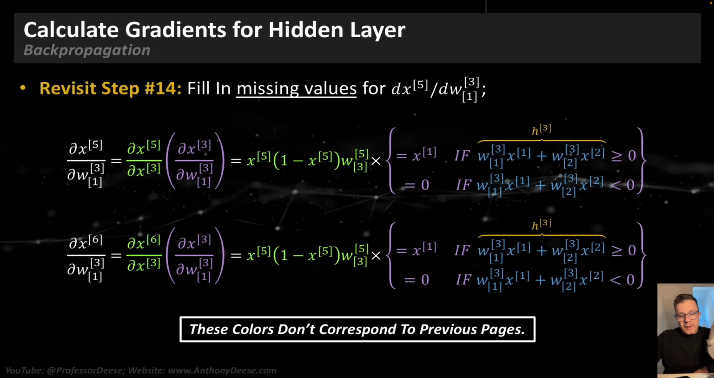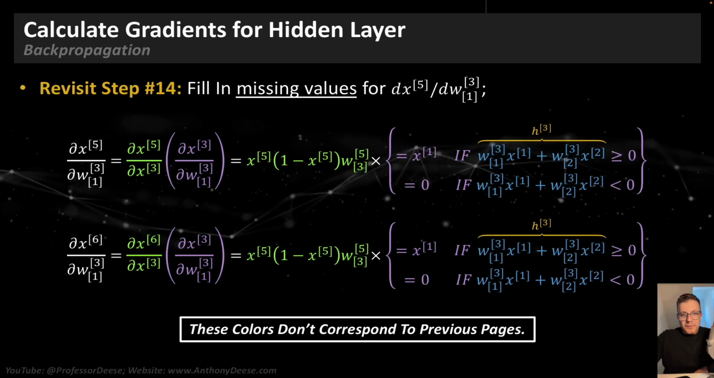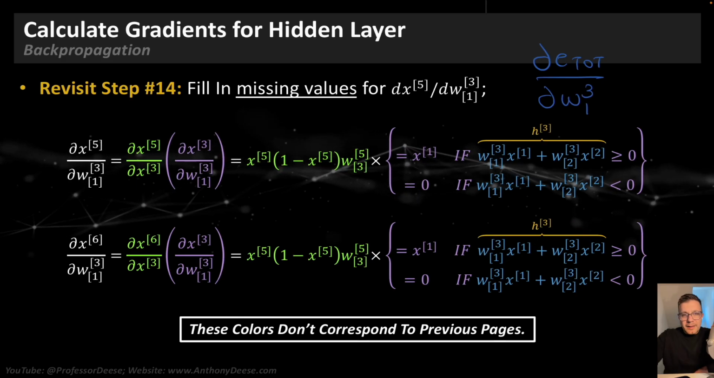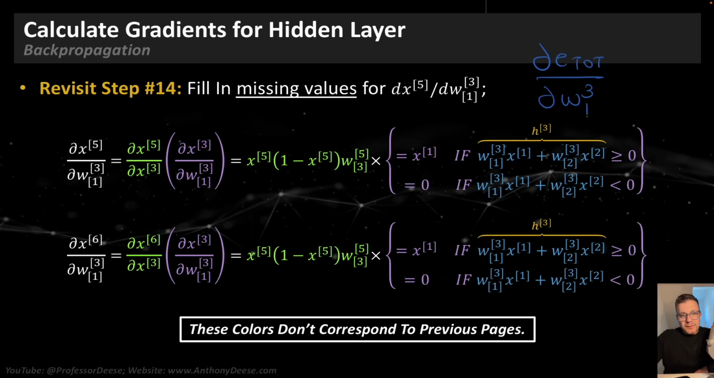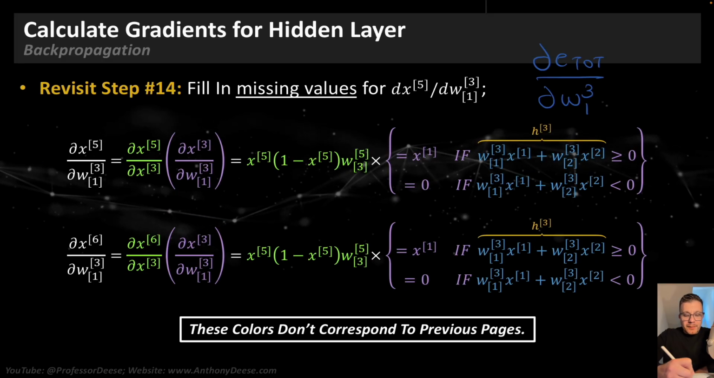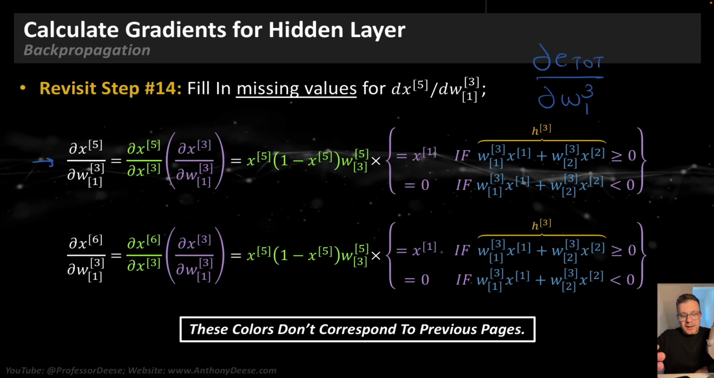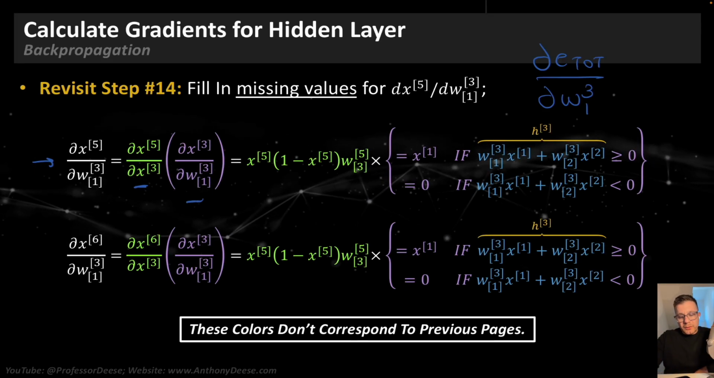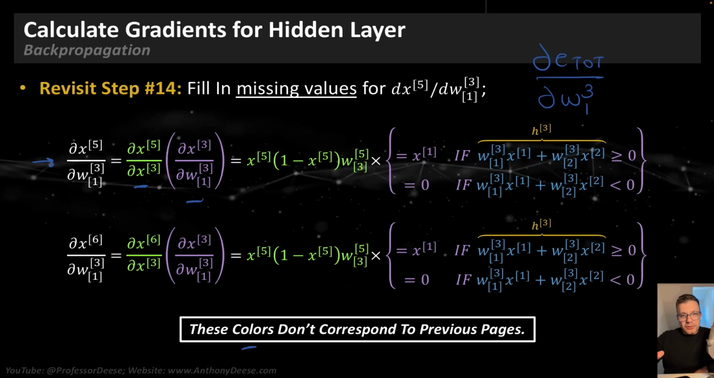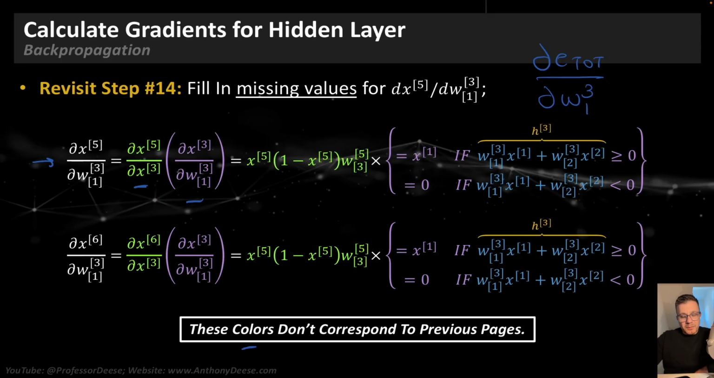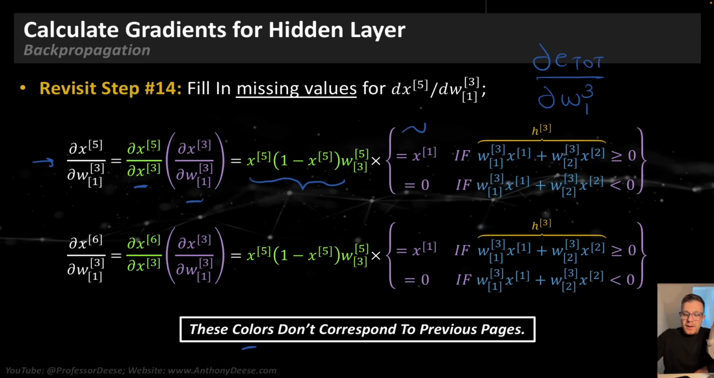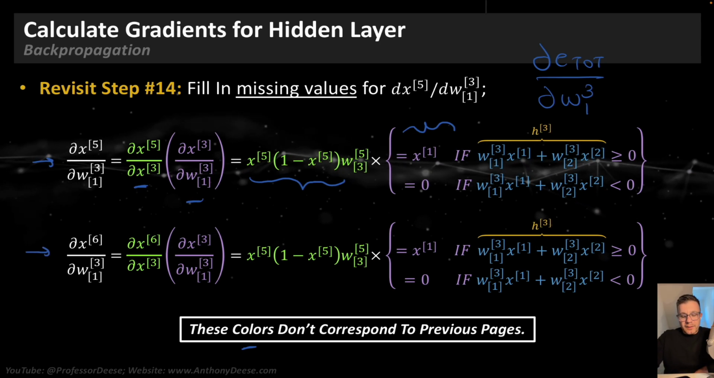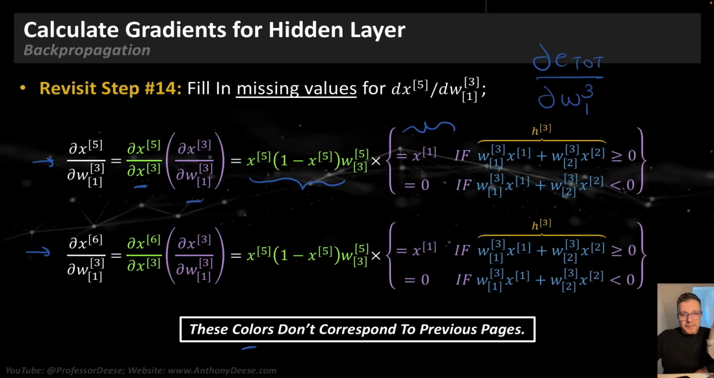We now know all the partial derivatives required to achieve our ultimate goal, to define the partial derivative of the total error with respect to hidden layer synapse weight 1,3. All that's left is to make the appropriate substitutions. In step 14, we demonstrated that the partial derivative of state x5 with respect to synapse weight 1,3 is equal to the product of these two terms, one shown in green, one shown in purple. Note that these colors don't necessarily correspond to the colors used in previous pages, and we already know the value of these factors, so we can make the appropriate substitution, and repeat this process for the partial derivative of state x6 with respect to hidden layer synapse weight 1,3.